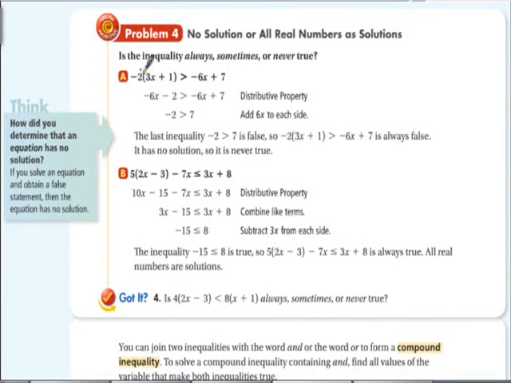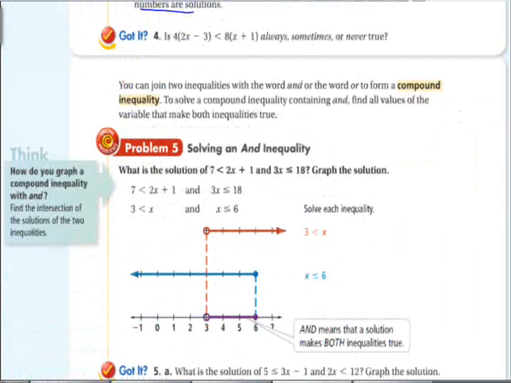All right. Problem 4, no solution or all real numbers as solutions. These are the always, sometimes, never, same things we did with equations, and it's the same rules, except if you get an inequality that is false, it has no solution, so it's never true. If you get an inequality, like down here, the inequality negative 15 is less than or equal to 8 is true, so that is always true, and it's all real numbers. No problem there.